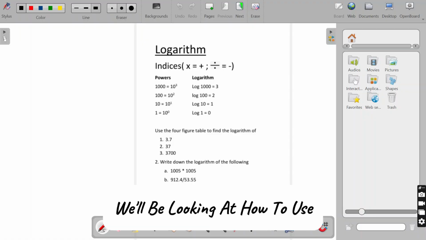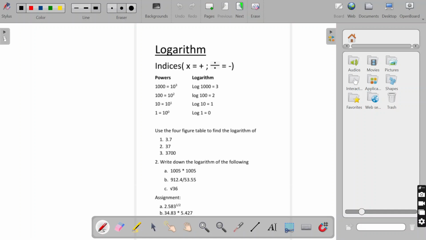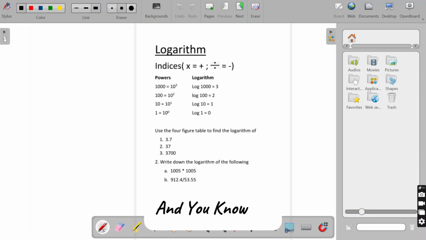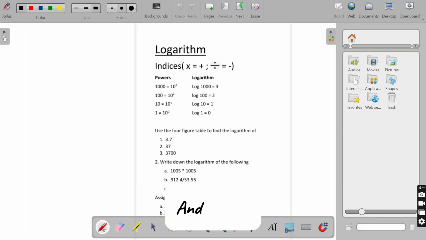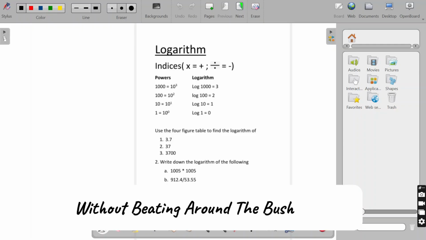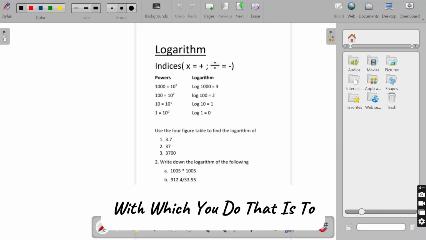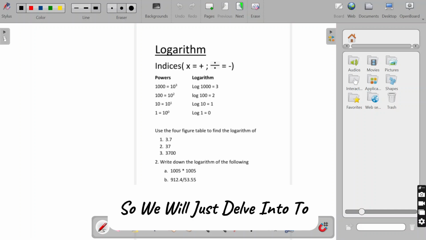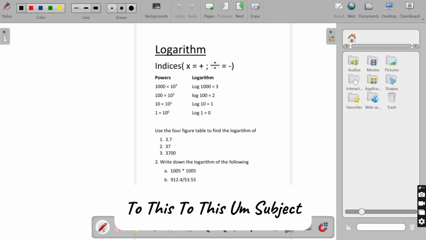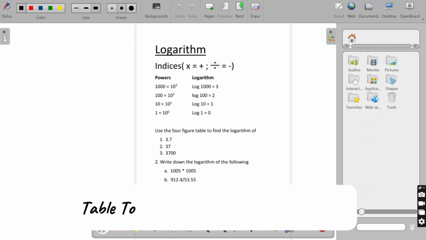So we'll be looking at how to use the 4-figure table to find the logarithm of some numbers, just like I said. This channel is poised to help you navigate and solve questions easily. We go straight to the point without beating around the bush, and the way we do that is to simplify the problem. So without much ado, let's delve into today's subject. How do we use the 4-figure table to find the logarithm of numbers?